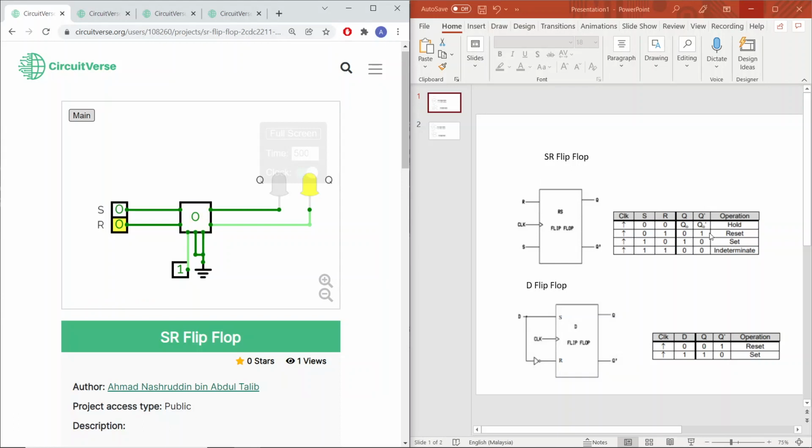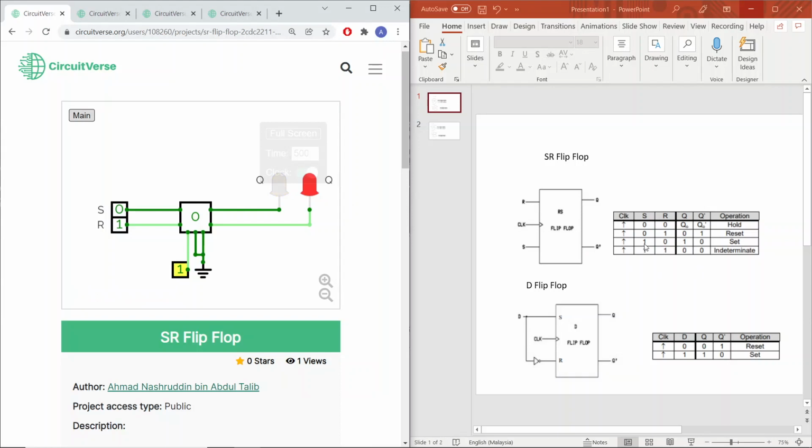If reset means the value of Q is 0. So if S is 0 and R is 1, I trigger the clock. The output will always be 0 because of reset. If I keep changing the clock to high, the output is always 0.